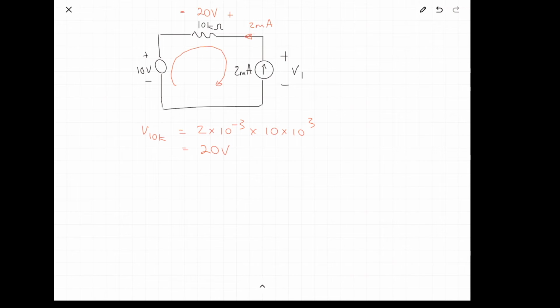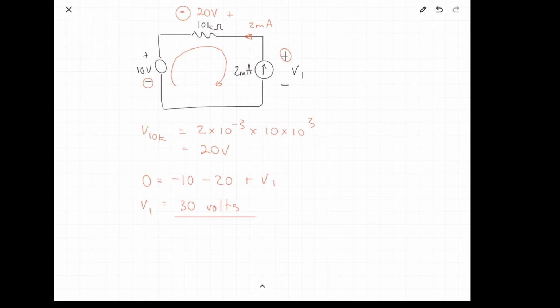So now we'll work out our Kirchhoff's voltage law. We have 0 equals minus 10 minus 20 plus V1. And that equals V1 equals positive 30 volts.